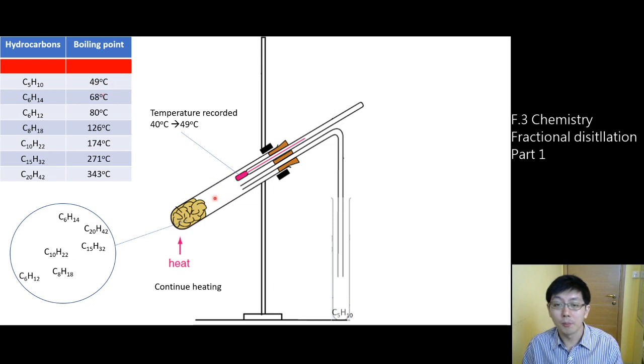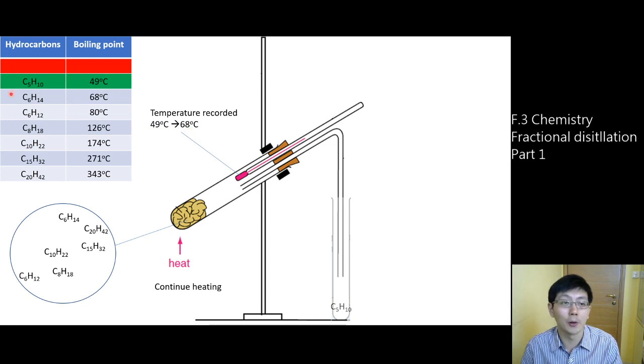So it boils, it leaves the mixture, and goes to the delivery tube, being collected in this test tube. I might say it's already vaporized and being collected. I continue the heating. The temperature has now increased from 49 degrees to 68 degrees Celsius.